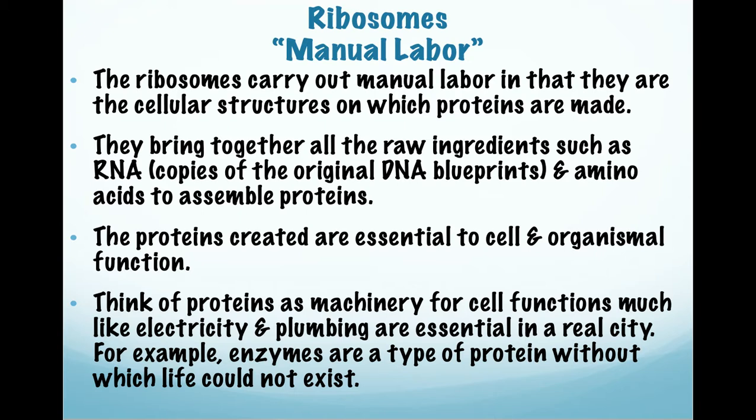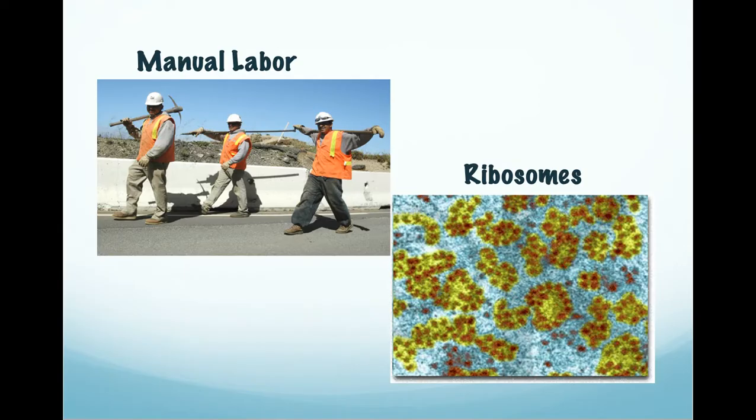And they take that copy of the DNA, that RNA, and amino acids, and they make proteins. Proteins are essential to life as we know it, and ribosomes make those proteins. Think of the proteins as the machinery for the cells to function. So those would be like the electricity, the plumbing. Each of these proteins has a specific job that makes life possible.